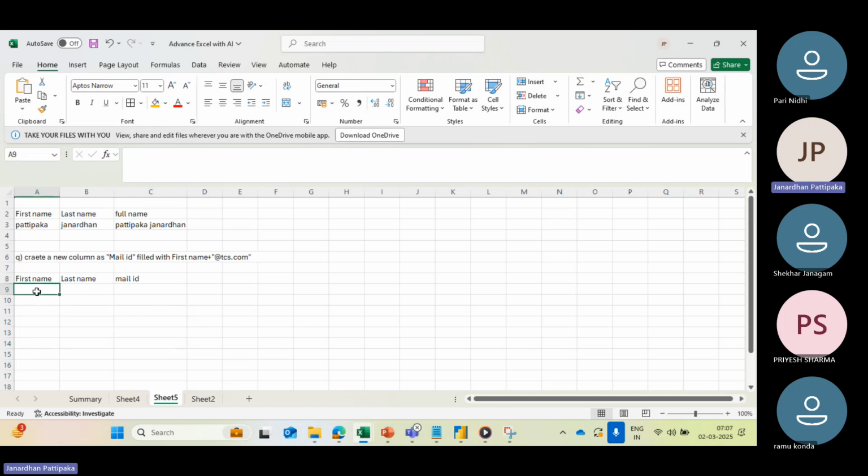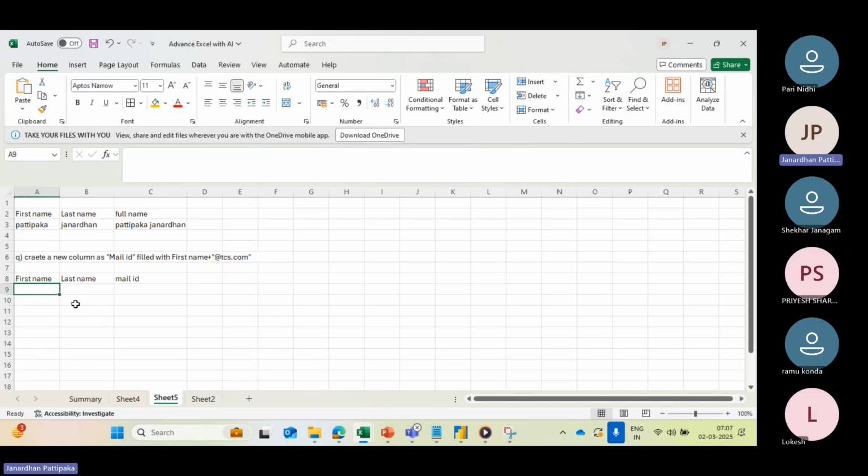So now you can use another function, using the symbols. We can use the concatenate function. Suppose in this condition I am giving the first name as Janardhan and the last name as Pratipal. But I want only the first name.